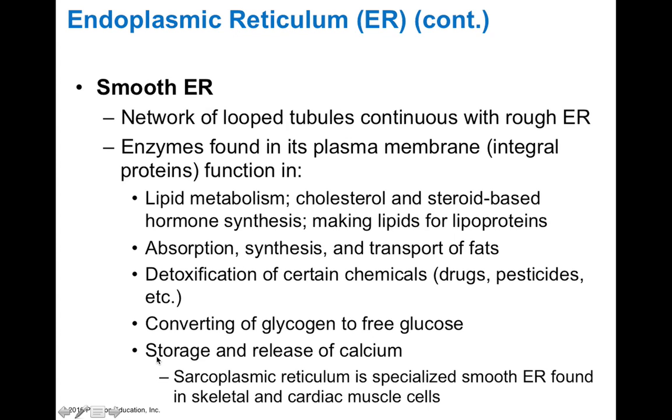Smooth ER also helps to store and release calcium. It turns out that the fluid environment within the membranous cisterns of smooth ER is really rich in calcium. Calcium plays an important role in cell signaling, but it's especially important in skeletal and cardiac muscle cells, because smooth ER can help release calcium when you want those muscle cells to contract. We'll learn in future chapters how calcium is a stimulus for muscle contraction.